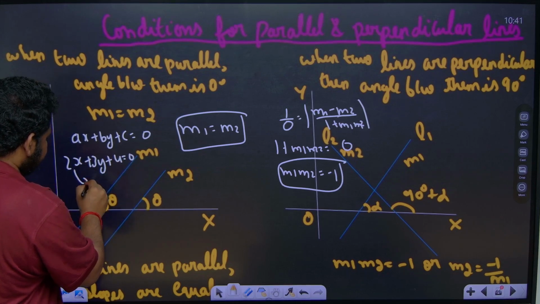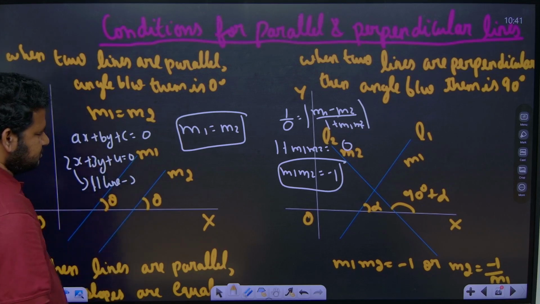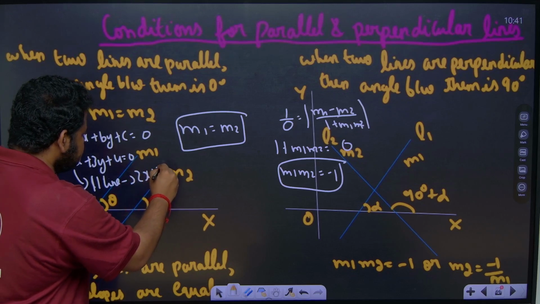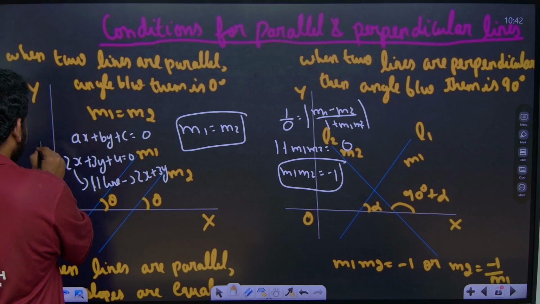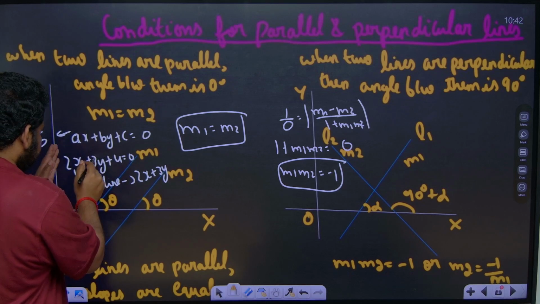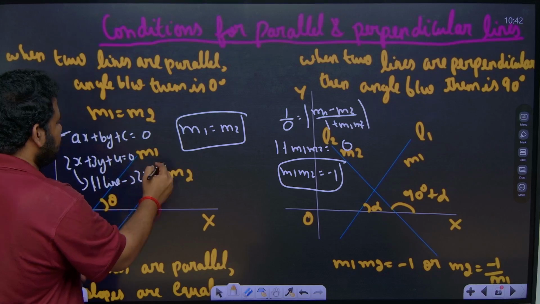For this, if you want to write a line which is parallel to this, how can you write it? Here it should be again 2x plus 3y only, because we know that the slope of ax plus by is equal to minus a by b. So this a and b should not change. This should be 2 only, this should be 3 only. But the constant can be any value.